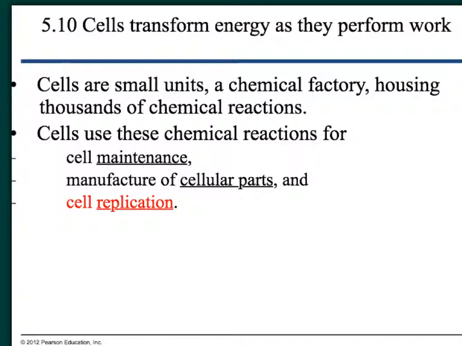So cells are small units, a chemical factory housing thousands of chemical reactions. We've been talking about the cell now for at least a week or so. We know that cells use these chemical reactions for cell maintenance, manufacturing cellular parts, and cell replication. So many things are going on inside of the cell.